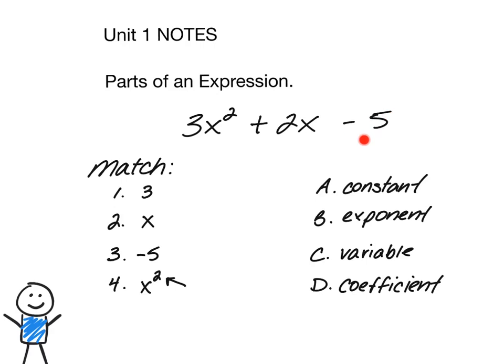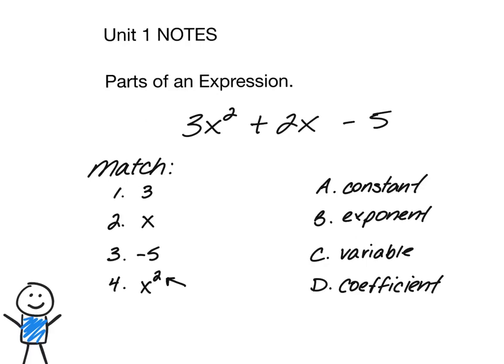You may remember that the term without a variable, the number, is called a constant. The letters in algebra are called variables. They vary. They represent unknown values, and it's not always going to be an x. Sometimes it's y, sometimes it's a. Basically a variable represents some value that we don't know just yet.